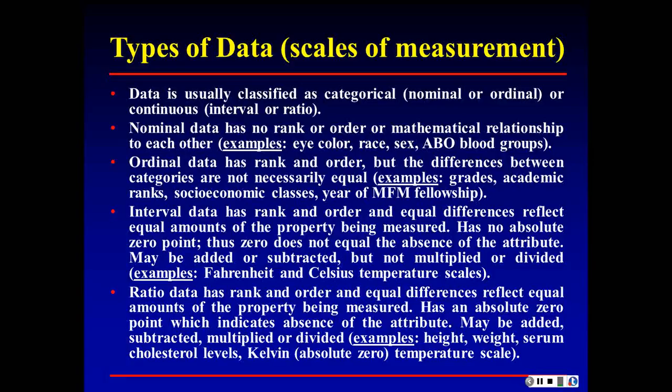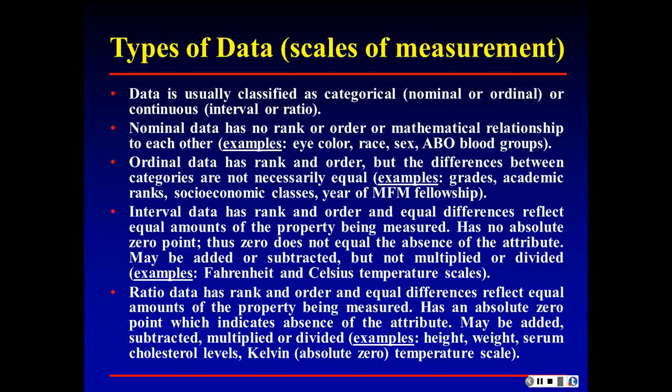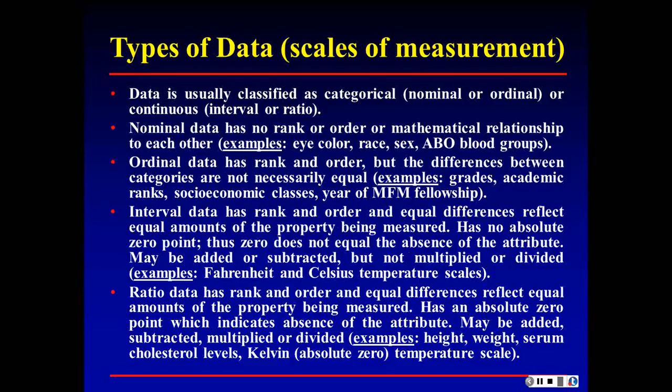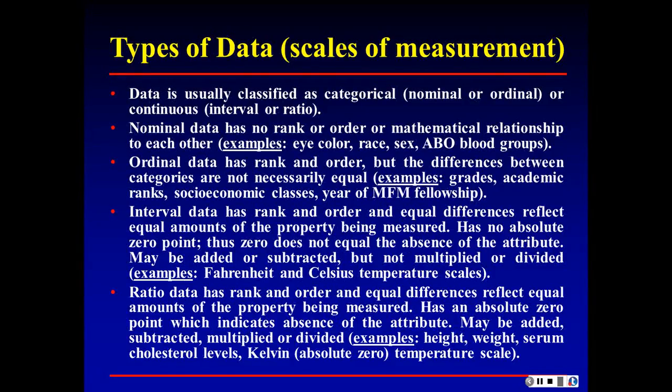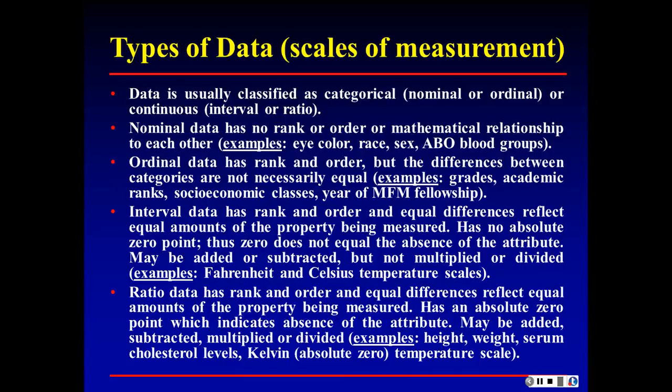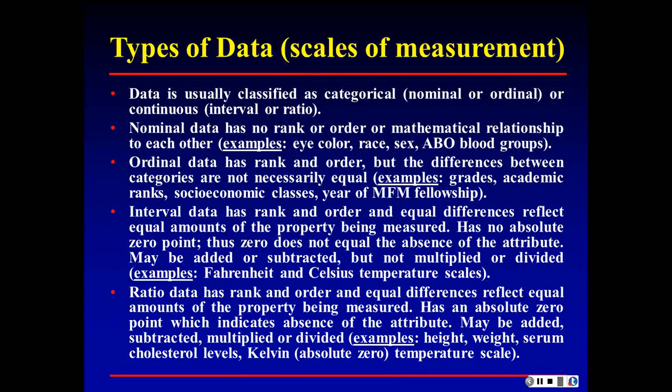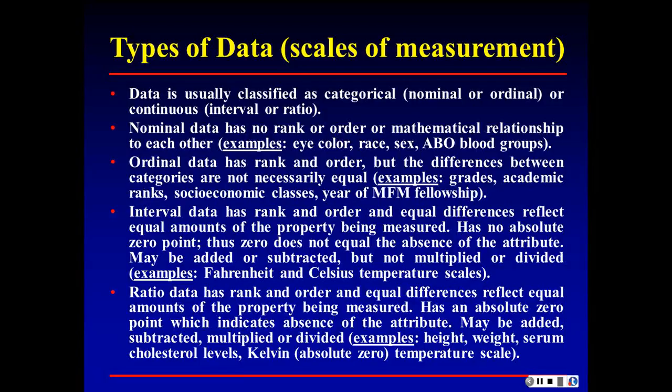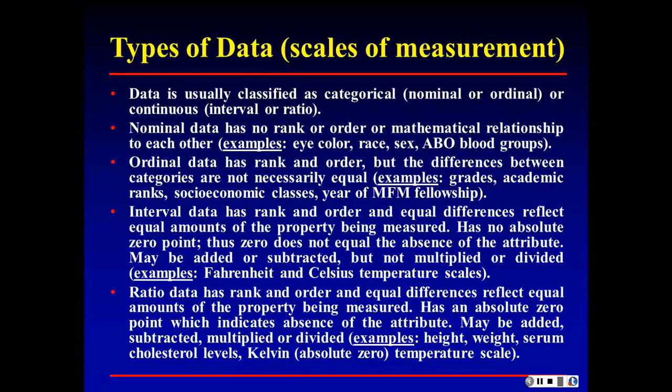Ordinal data has rank and order, but the differences between categories are not necessarily equal. Examples could be grades, academic ranks, socioeconomic classes, or year of MFM fellowship. Interval data has rank and order, and equal differences reflect equal amounts of the property being measured. It does not have an absolute 0 point, thus 0 does not equal the absence of the attribute. They can be added or subtracted, but not multiplied or divided. Examples are Fahrenheit and Celsius temperature scales.